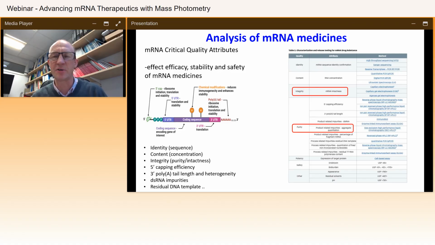So I've highlighted just a couple that I'm going to talk about in today's webinar, where we talk about the ability or the tools that are required to measure the integrity. In other words, how intact the mRNA molecule is. And one of the techniques where we look at purity, where we look at the presence of mRNA multimers or mRNA aggregates in the mRNA that's been manufactured.